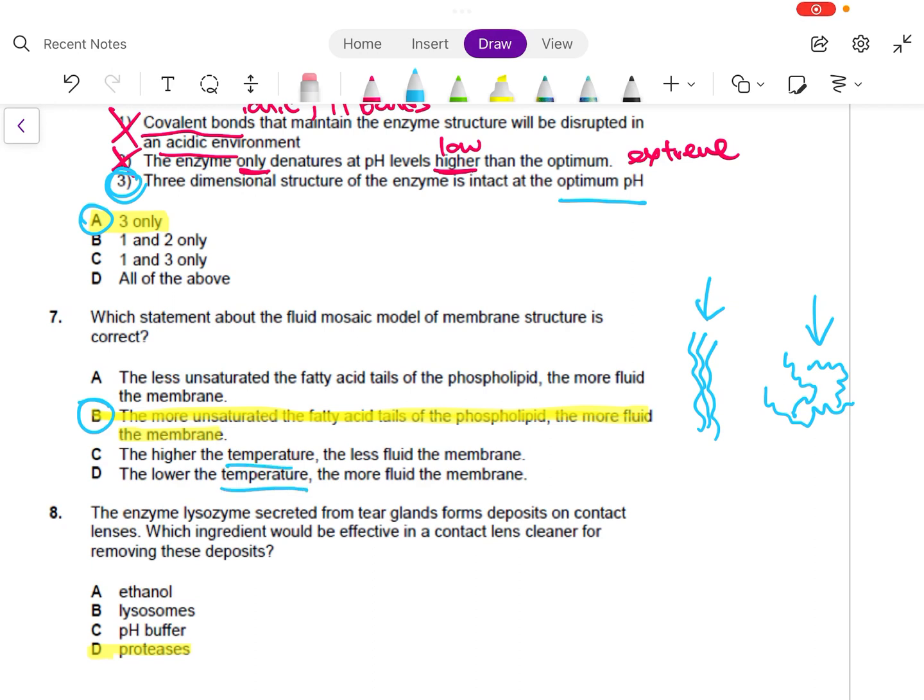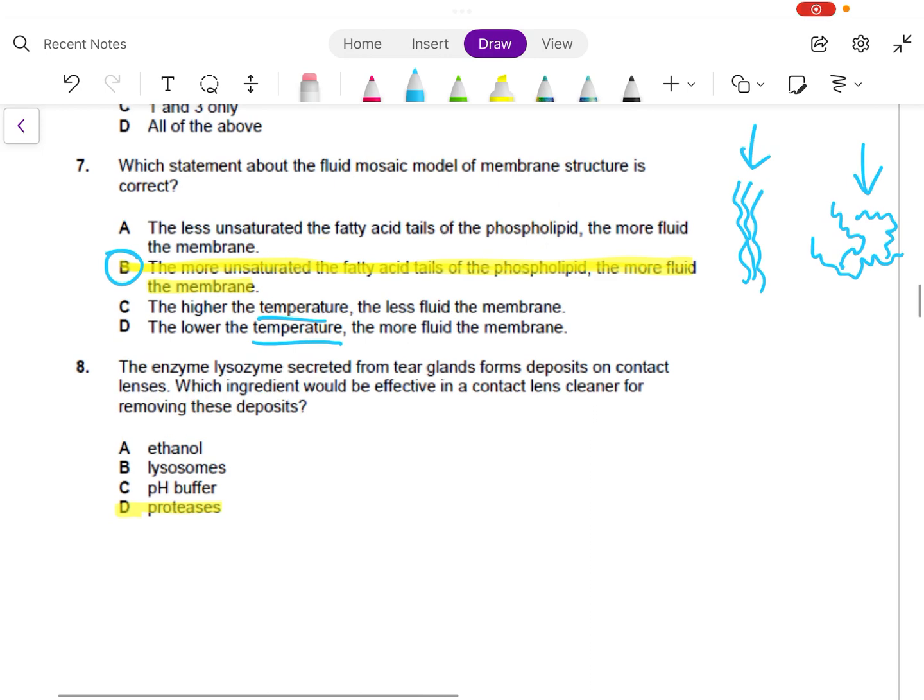Temperature, okay, while the statements may be true, at high temperature membranes are actually more fluid, and at low temperature they are less fluid. So these two statements are wrong for that reason.